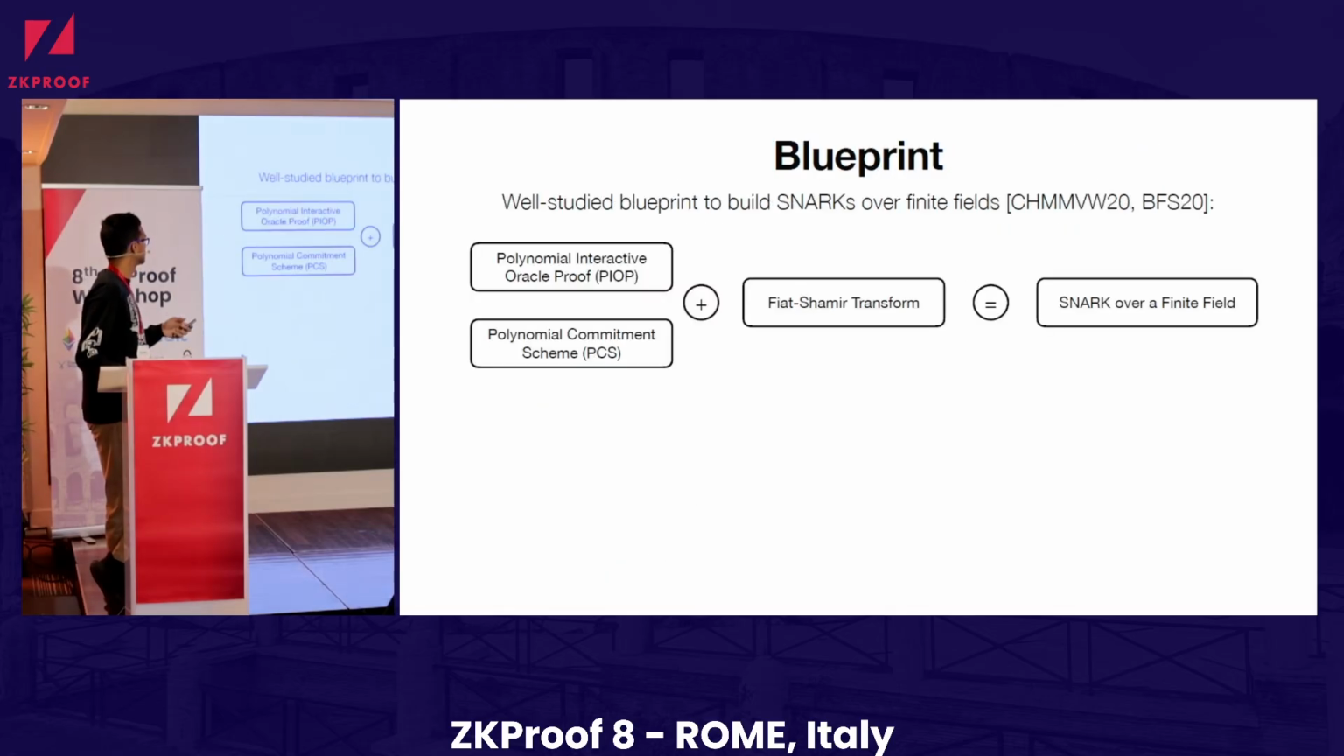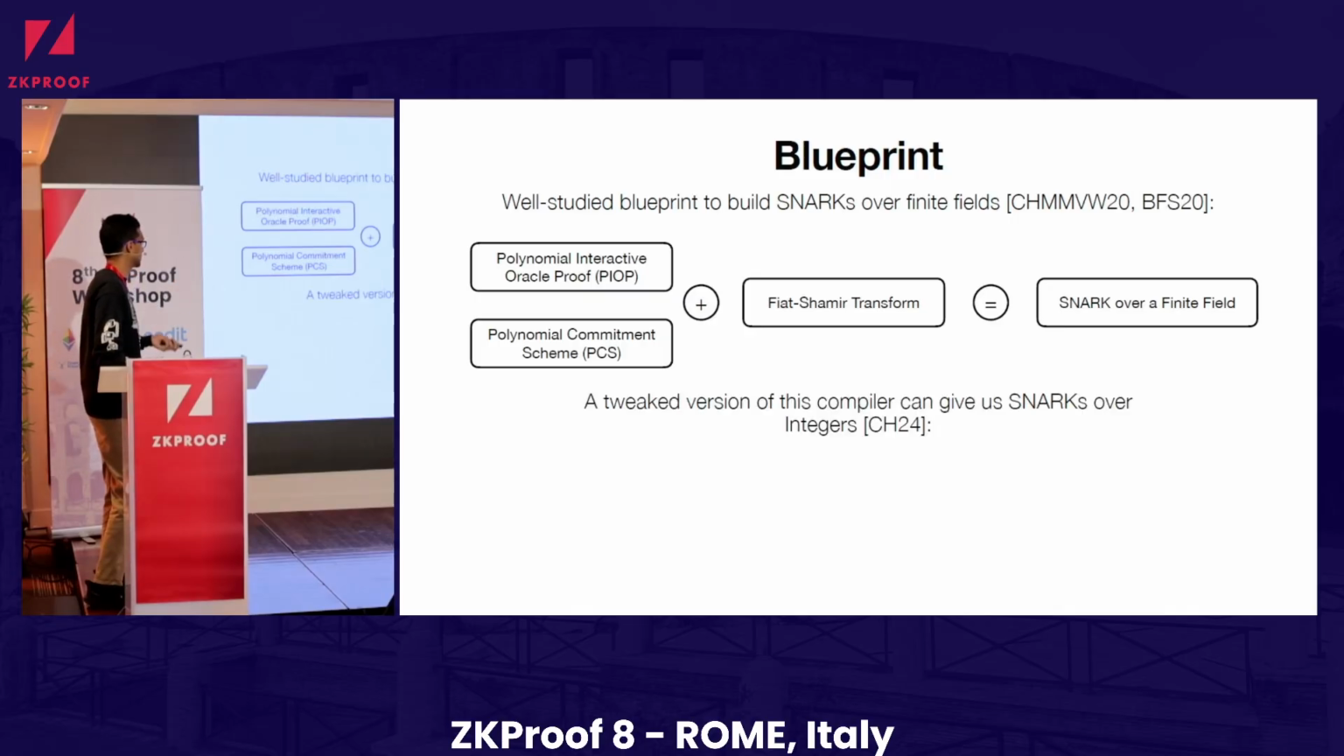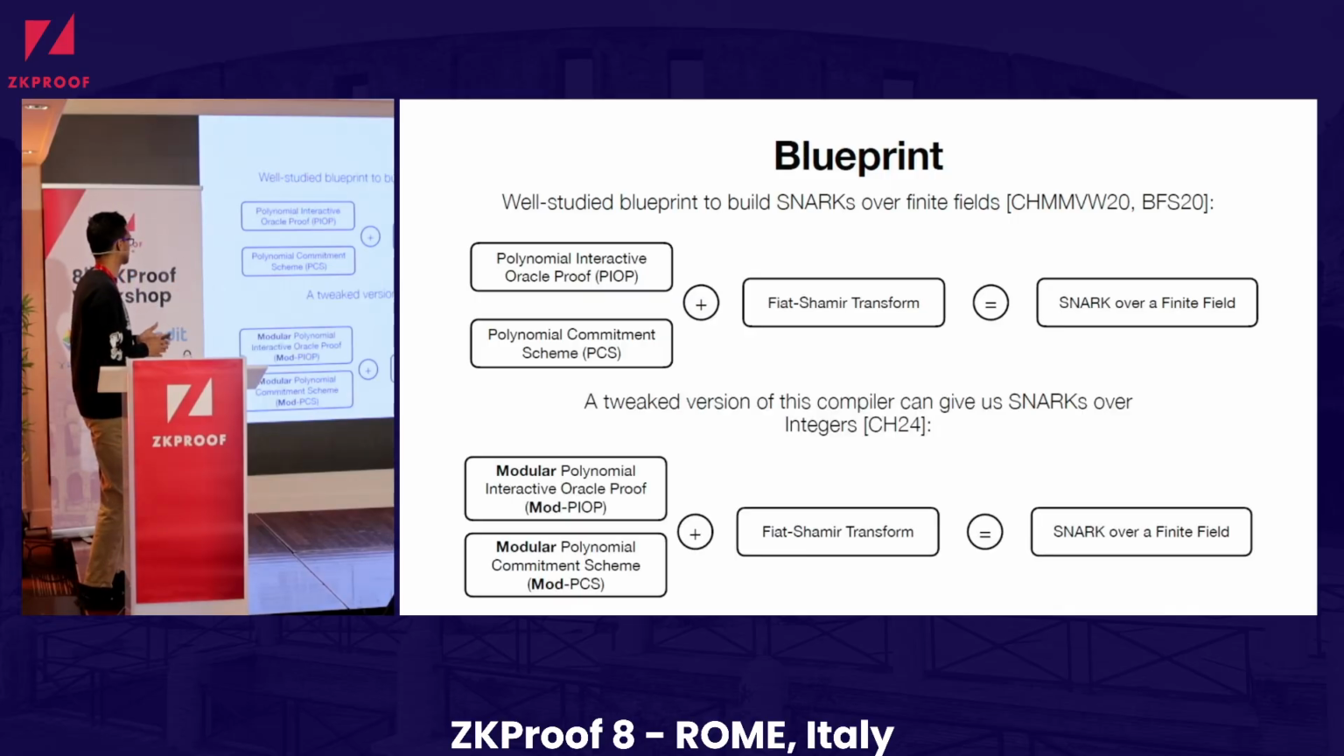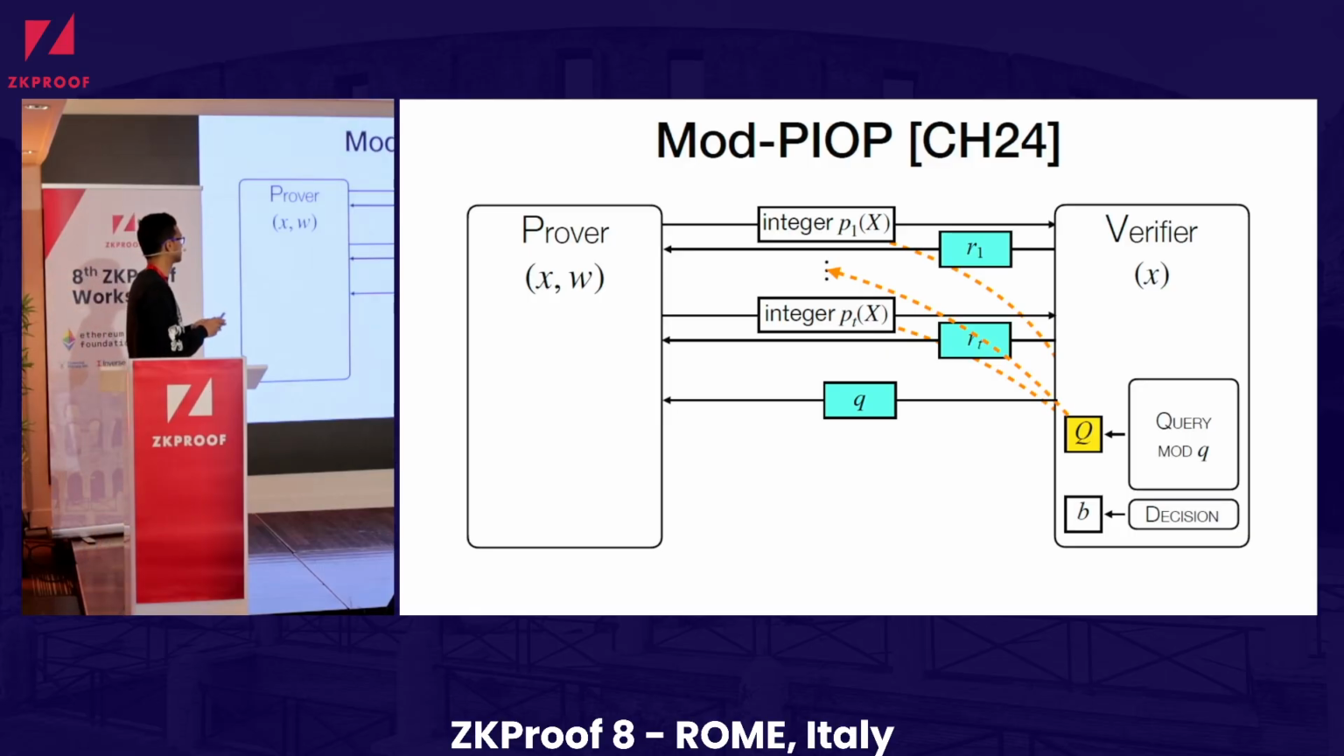So we have the standard blueprint of, OK, PIOP plus PCS gives you SNARKs. And similarly, CH24 tells us that you can do something very similar for SNARKs over integers. You just give me a modular PIOP and a modular PCS. What are these things? So mod PIOP is essentially the same thing. Instead of sending polynomials, you send integer polynomials. And verifier does the same interaction stuff. And your queries are now going to be modulo a random prime q. And then the verifier makes a decision.